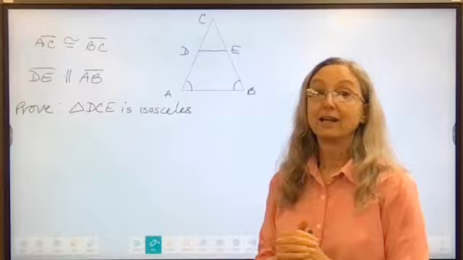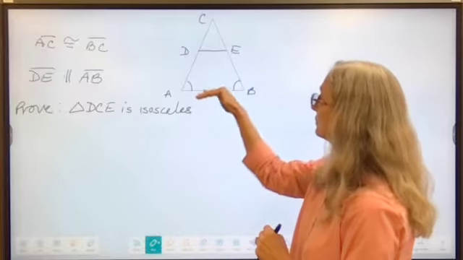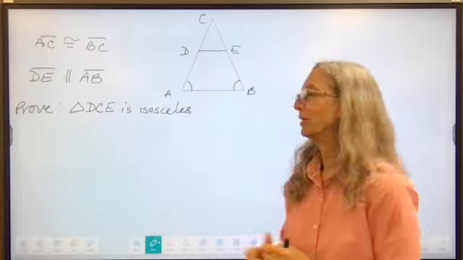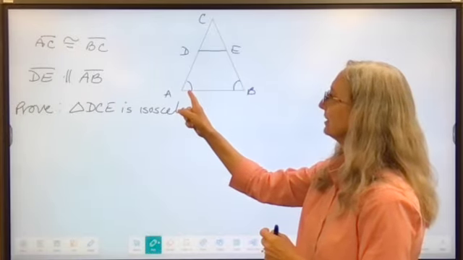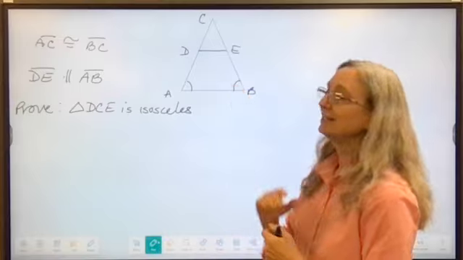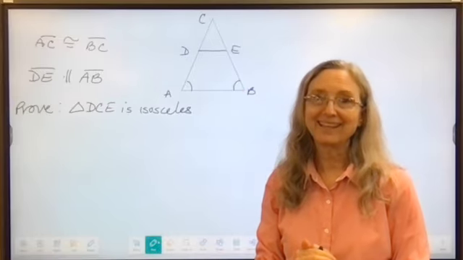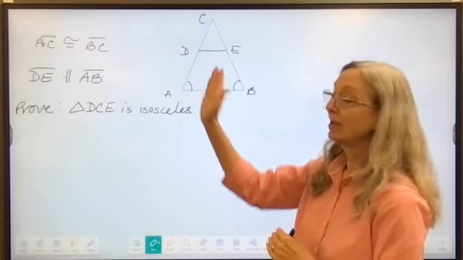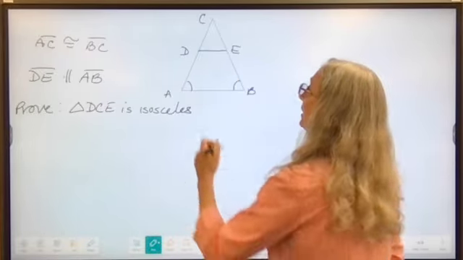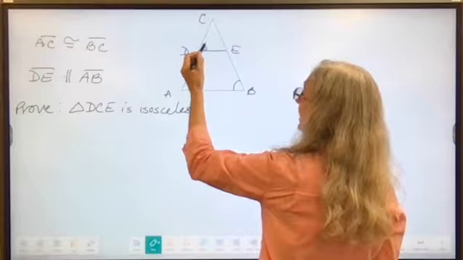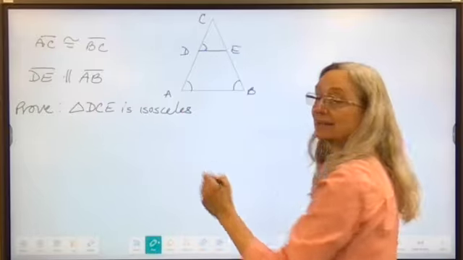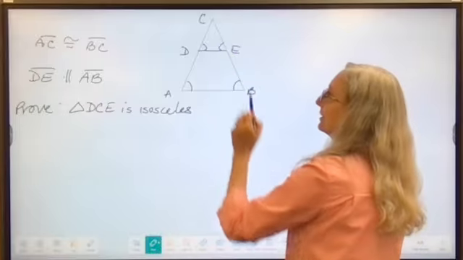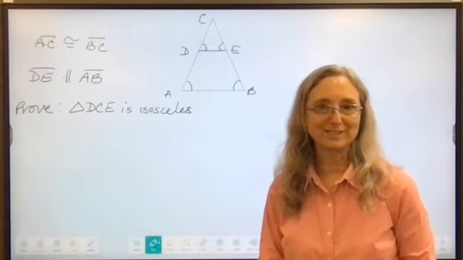That's great. Now we are told these two segments, AB and DE, are parallel. Therefore, angle A, this angle here, and angle CDE are corresponding angles because those are two parallel lines cut by a transversal. Therefore, these two corresponding angles are congruent, and these two corresponding angles are congruent.